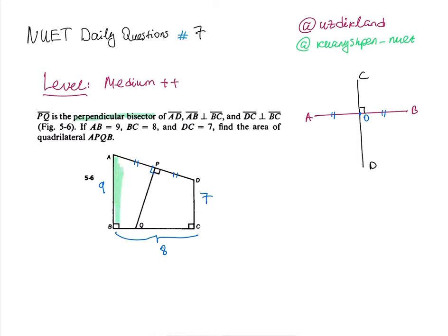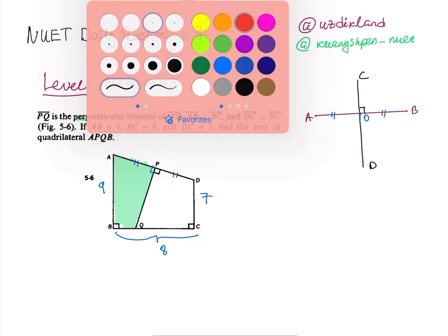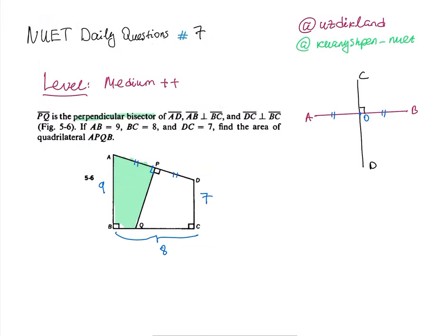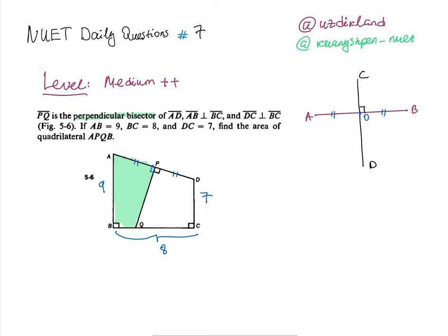So the quadrilateral APQB is the one shaded with green. In order to find the area of this quadrilateral, if I connect these two points, AQ, I see two right triangles. Let's call the areas S1 and S2, so my answer should be S1 plus S2. If I know S1 and S2, I will sum them and it will be my answer.